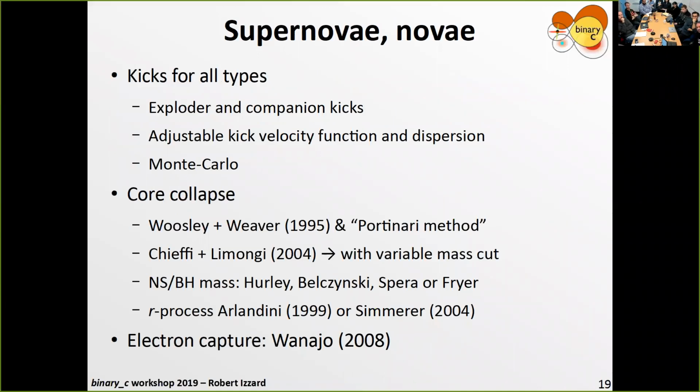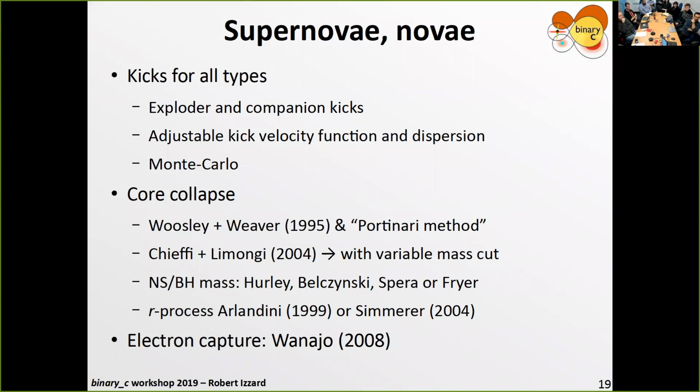Supernovae. When you have a supernova, we have code that can kick both the exploding star and the companion star. So if you hit the companion star with a shockwave, you can kick it as well. And we can do accretion onto that as well. So that's all included. You can change the kick velocity and the dispersion, say the sigma in the kick velocity functions, normally a Maxwellian with a certain dispersion. You can change that for each different type of supernova. So that's 1B, 1C, type 2, gamma ray burst, whatever.